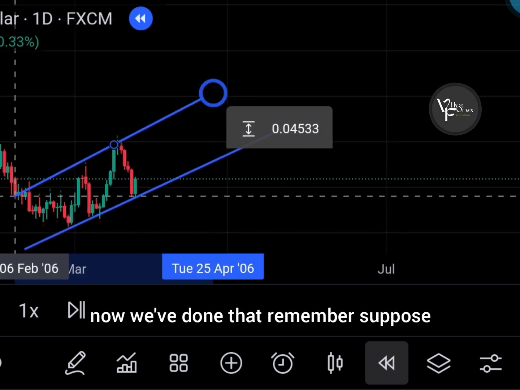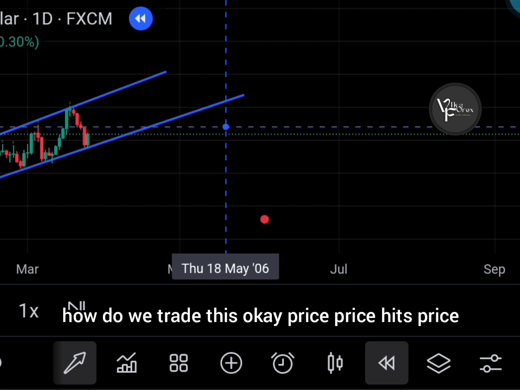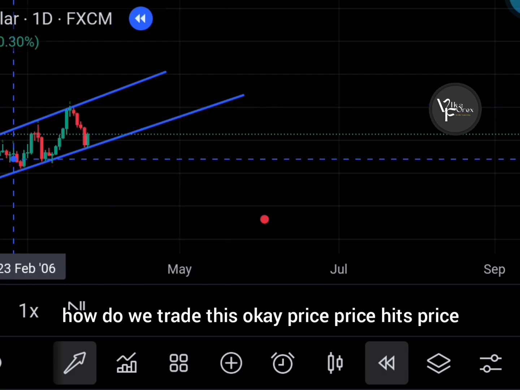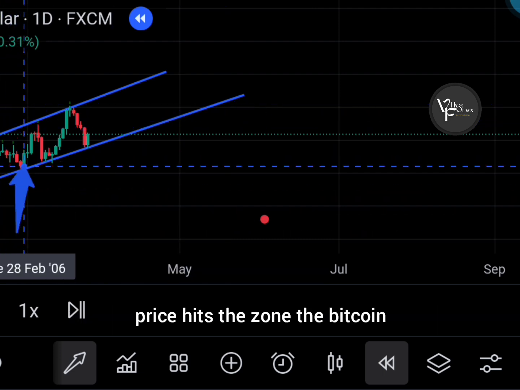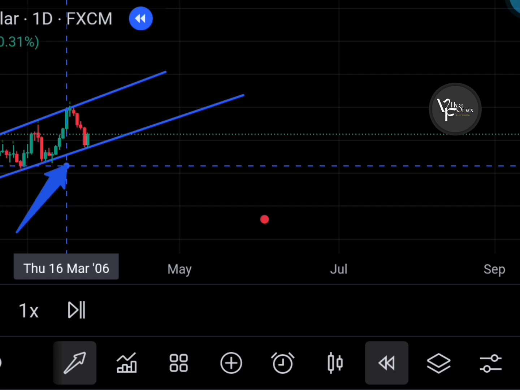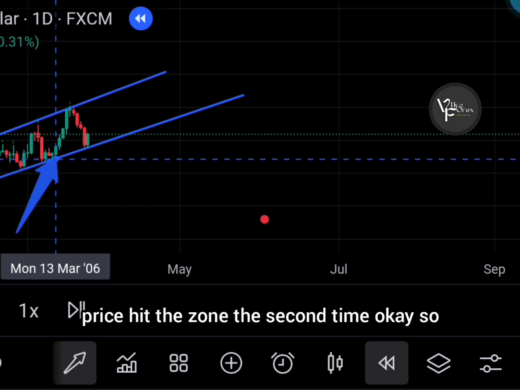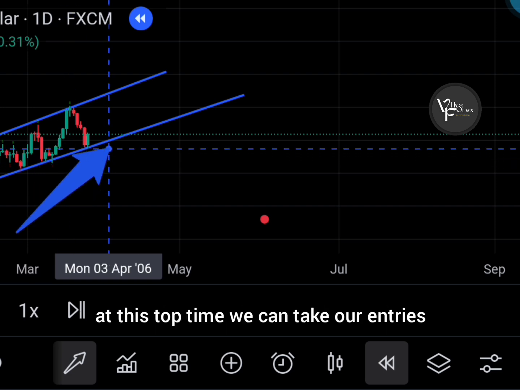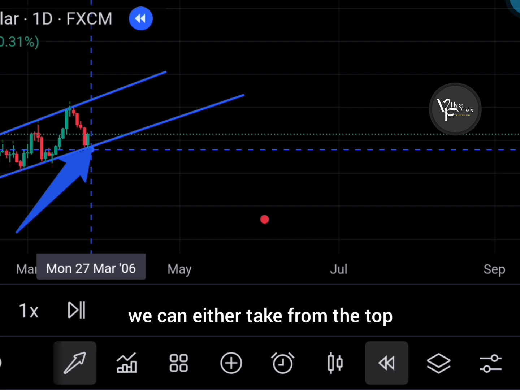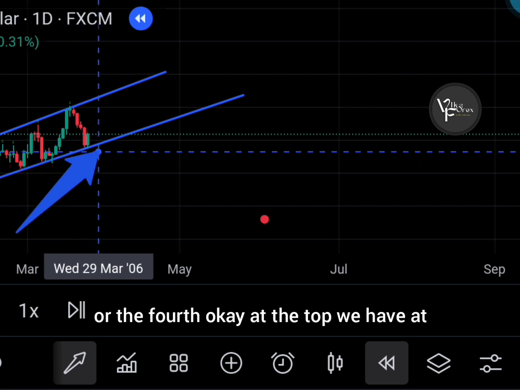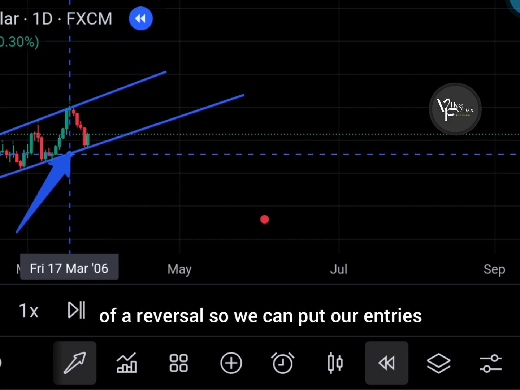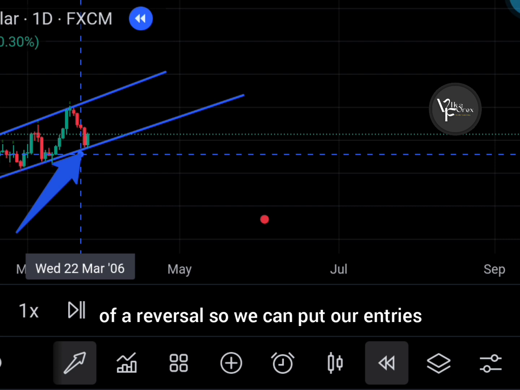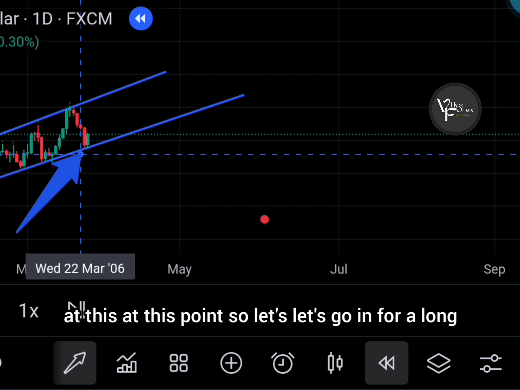Now we've done that. Remember, how do we trade this? Price hits the zone the first time. Price hits the zone the second time. At the third or fourth time we can take our entries. At the top we have at least a 70 to 80% probability of a reversal. So we can put our entries at this point.